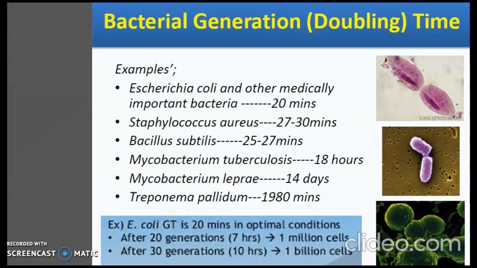Now let's take E. coli as an example. E. coli's generation time is 20 minutes in optimal conditions. So after 20 generations, there will be 1 million cells and this will take around 7 hours. And after 30 generations, there will be 1 billion cells and this will take around 10 hours.